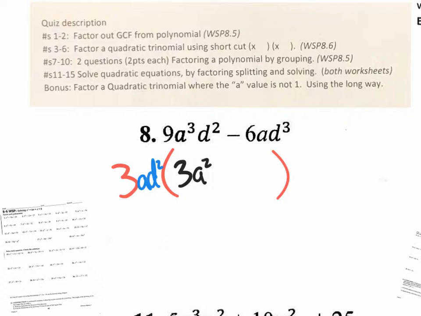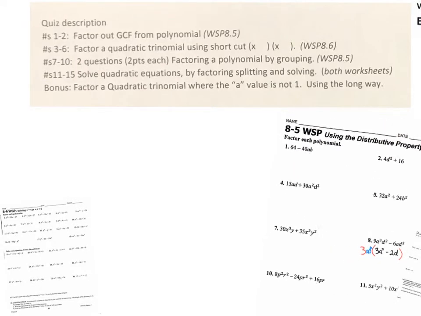And then how about the other one? 3AD squared times what will give me a negative 6AD to the third? Okay, so that would be a negative 2. The A's already there. All we need is one more D. And that's it. So questions 1 and 2 are very similar to the one we just did right here. And of course, I would definitely study that. 2 questions on pulling out the GCF.